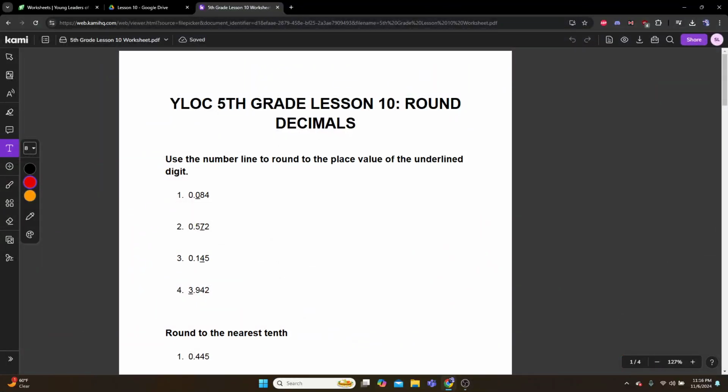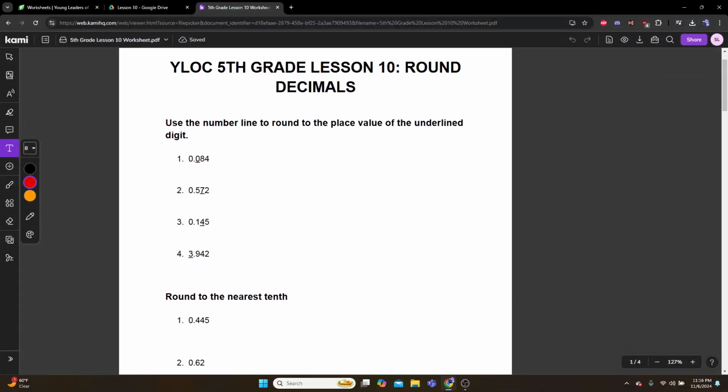Okay, today we're going to be doing YLOC 5th grade lesson 10, round decimals. So, use the number line to round to the place value of the underlined digit. Let's look at the underlined digit here. We see that 0 is the underlined digit. So we look at the number that comes after, and it's 8. Since it's above 4, we would round it to 0.1.